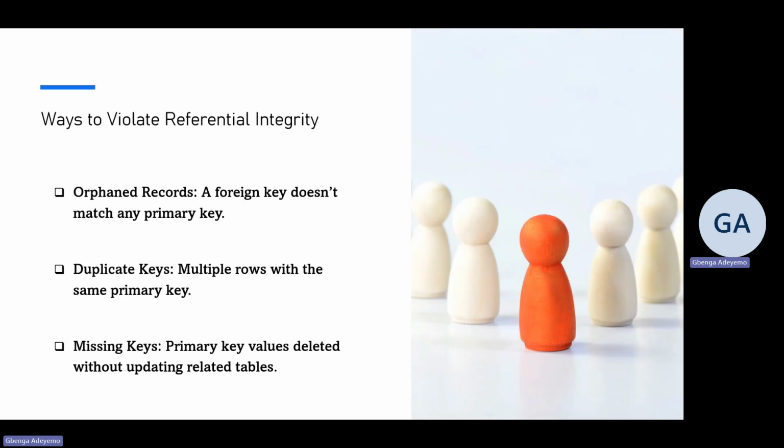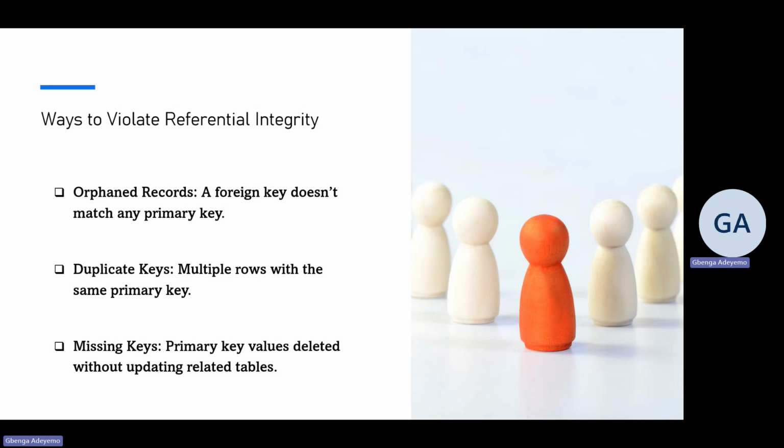Now, do you know that it is very possible for you to be violating referential integrity in Power BI? Let's go into ways you can be violating referential integrity. Orphaned records. Imagine a foreign key that doesn't have a match in the primary key column of your dimension table.